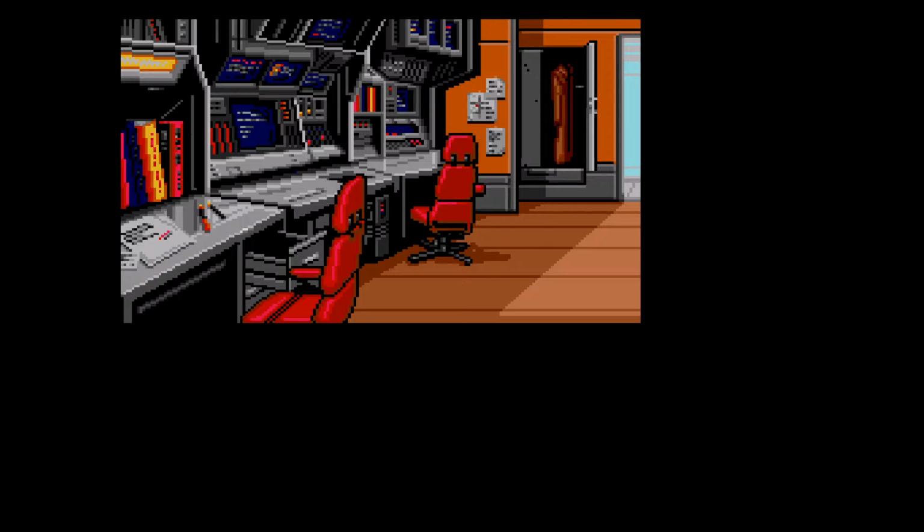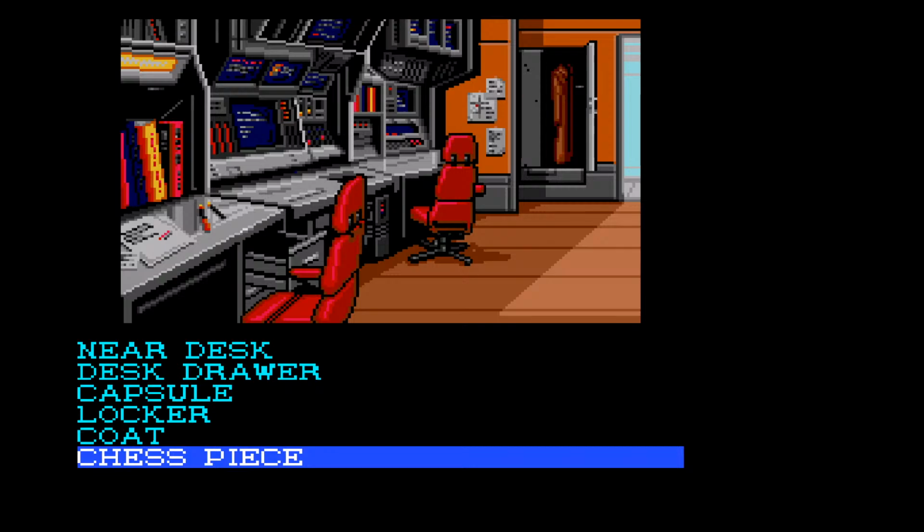It's a chess piece. Wow. Fucking way to go, Watson.